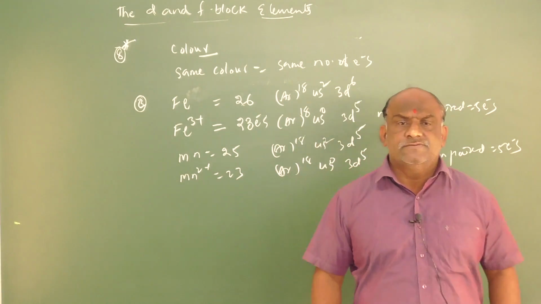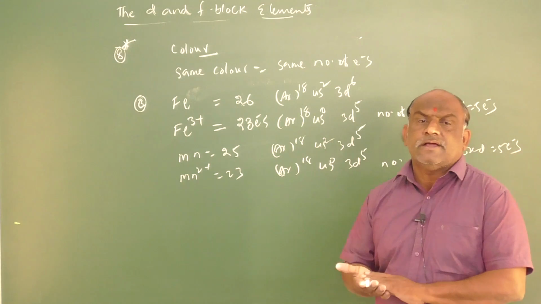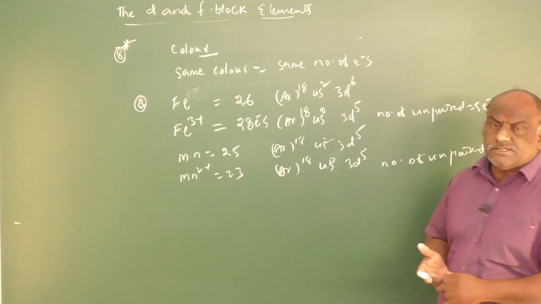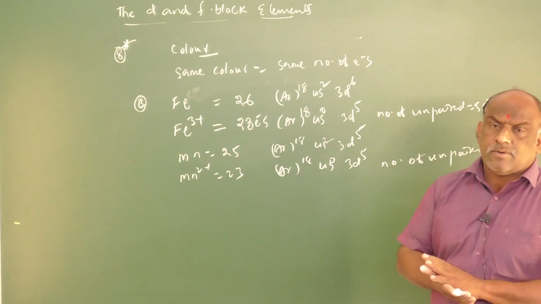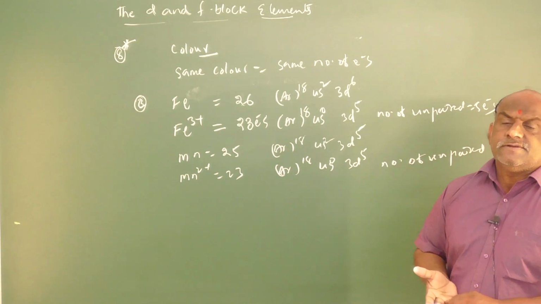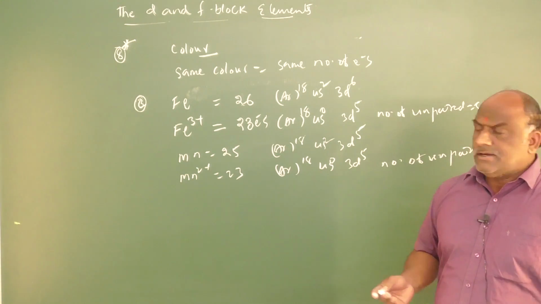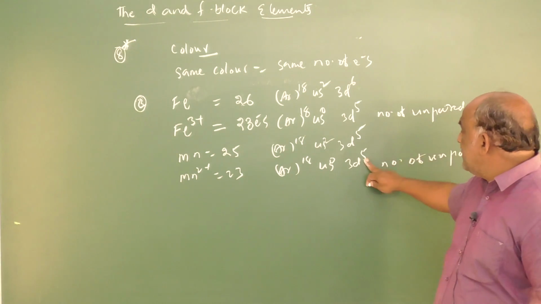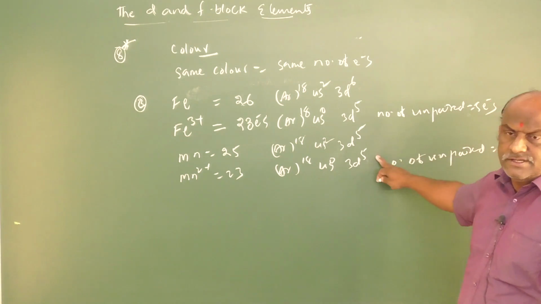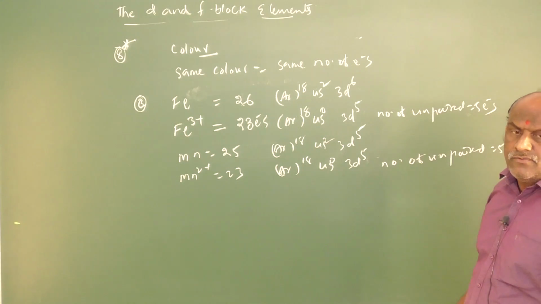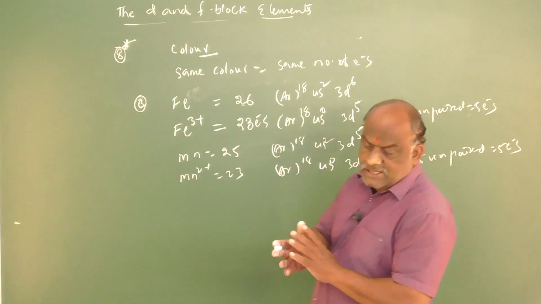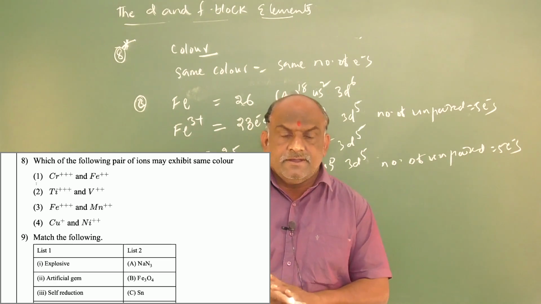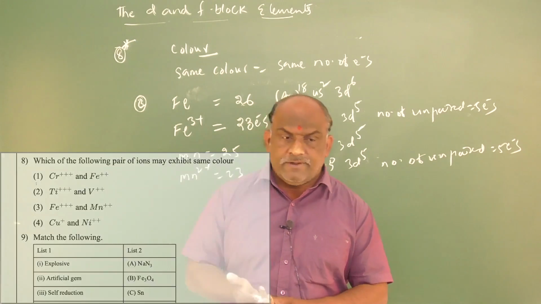We found the same number of unpaired electrons in iron 3+ and manganese 2+. The same number of unpaired electrons means it will exhibit the same color. Both have d5 configuration. So for question number 8, option 3 is the right answer: Fe3+ and Mn2+.